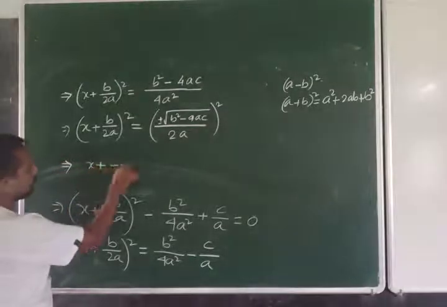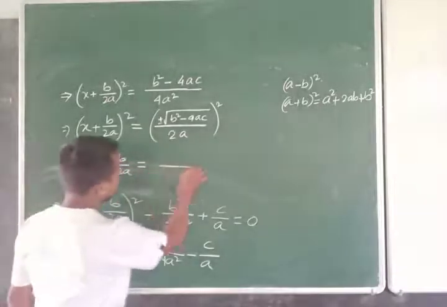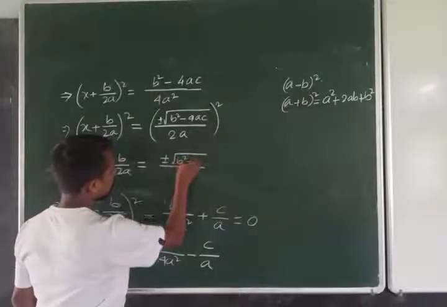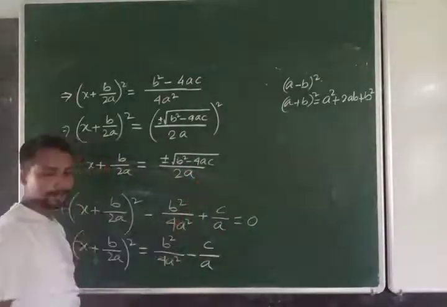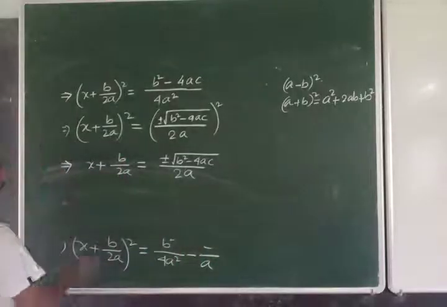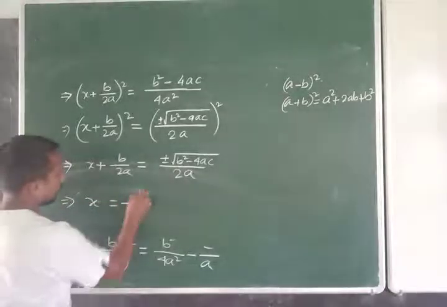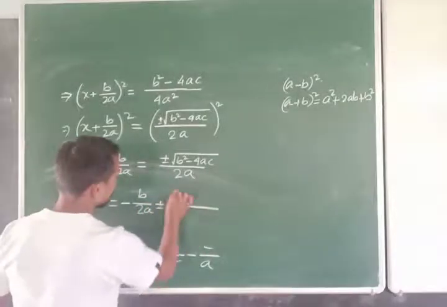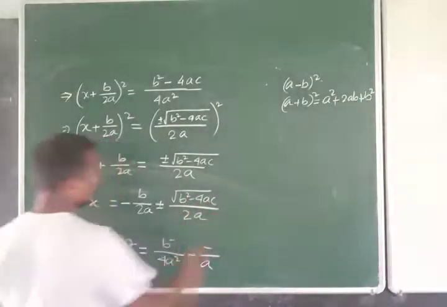X plus b by twice a equals plus minus root over b square minus 4ac divided by twice a. Then x equals, taking this to the other side, minus b by twice a plus minus root over b square minus 4ac divided by twice a.